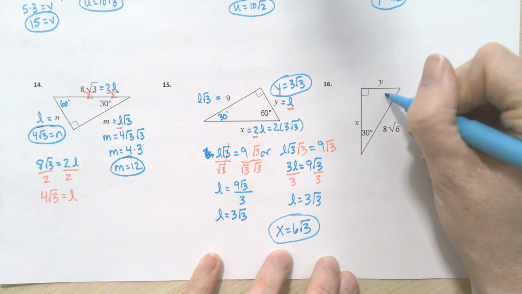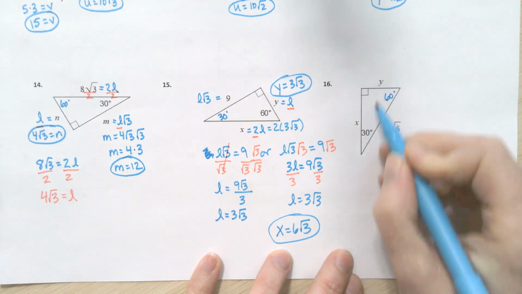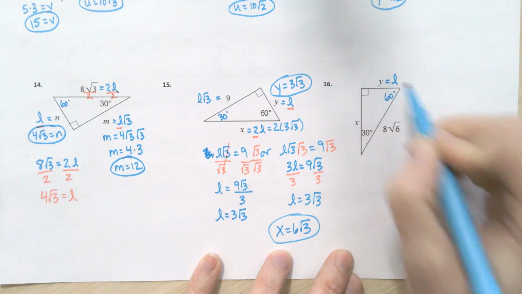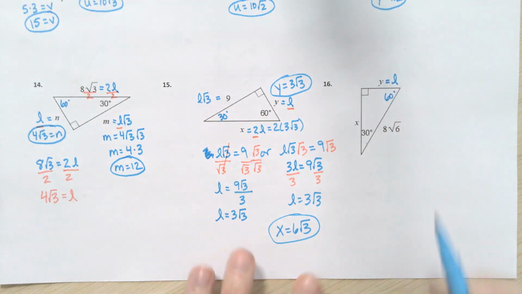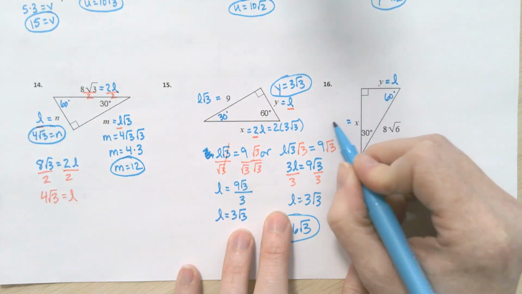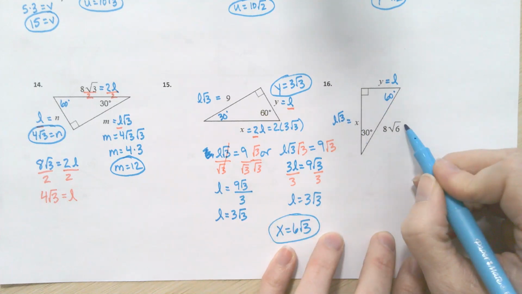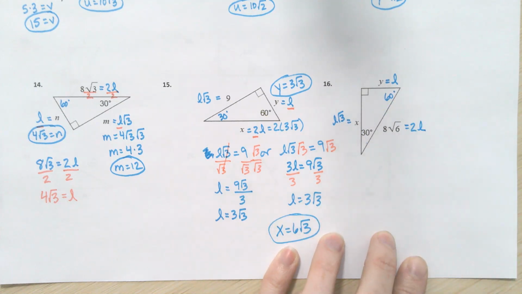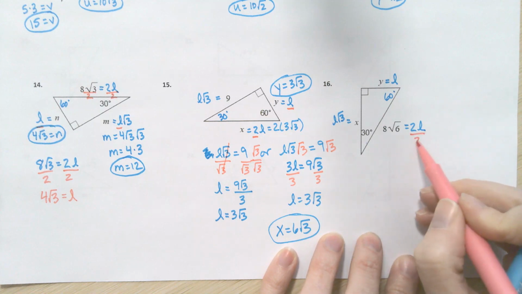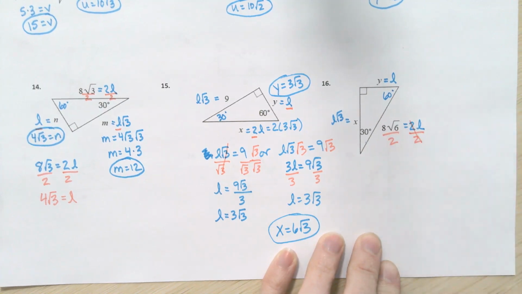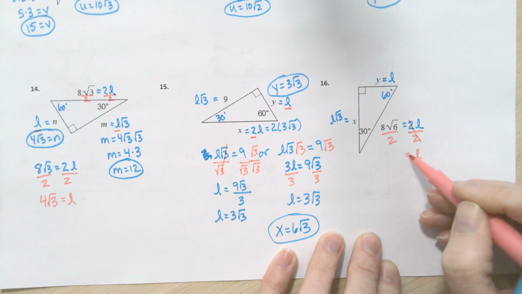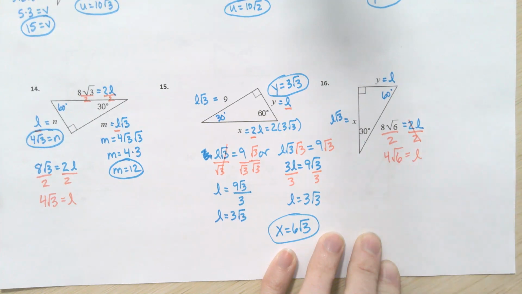30 and 90, so this one is 60. Across from 30 is the shortest side, so that's an L. Across from 60 is going to be our medium side, L root 3. And then across from 90 is the longest side, 2L. Divide both sides of this equation by 2 to figure out that L is equal to 4 root 6.